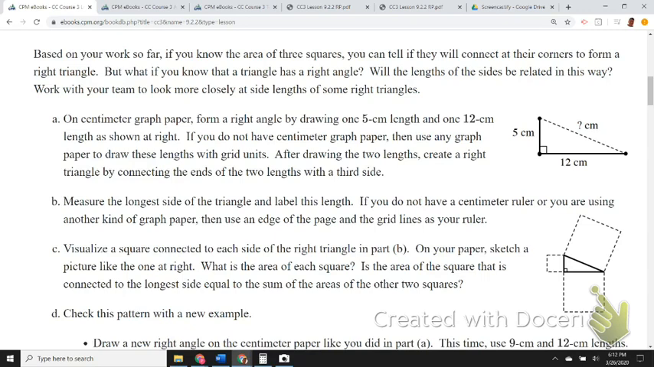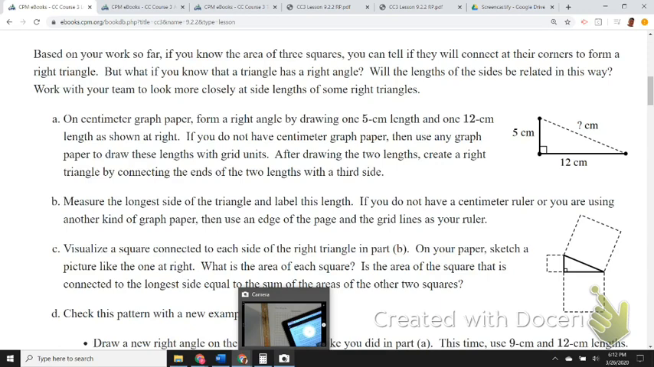Okay, so it says on centimeter graph paper, form a right angle by drawing one 5 centimeter length and one 12 centimeter length as shown here. So this diagram to your right, you're basically going to recreate on the resource page that I've uploaded onto my Haiku page for you through the link for this lesson. And if you don't have a printer, perfectly fine. It's not necessary. It just makes things a little bit easier to do. If you just watch my video, it will make sense. But let's go ahead and recreate that.